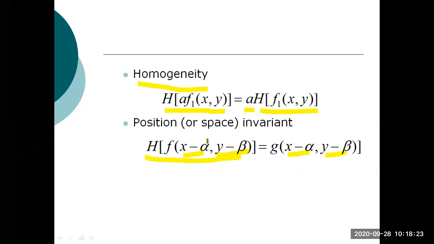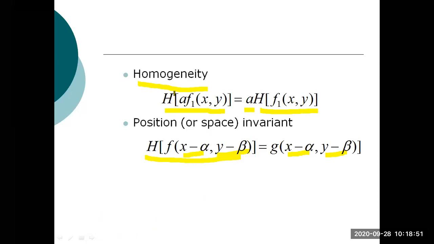If there is any change in this alpha and beta, definitely it is called a position variant system. If you are providing the same distance, the difference in the input and both outputs, there is no change in the distance, the space coordinates. It is called a space or position invariant homogeneity function H.